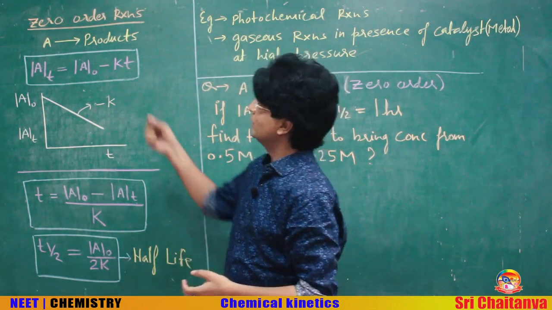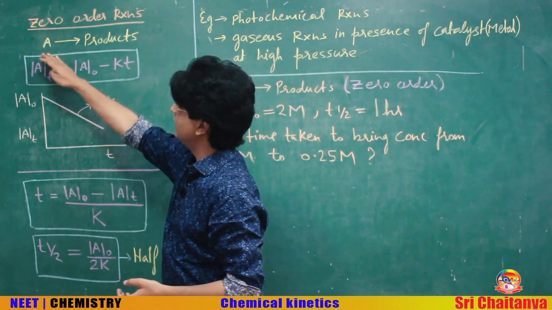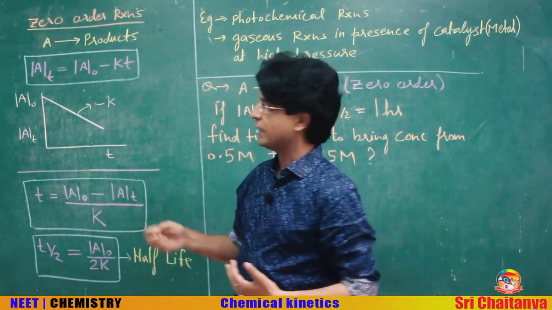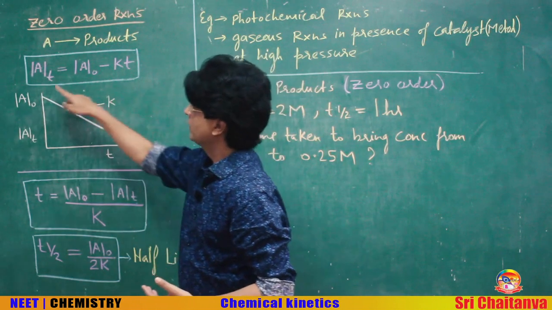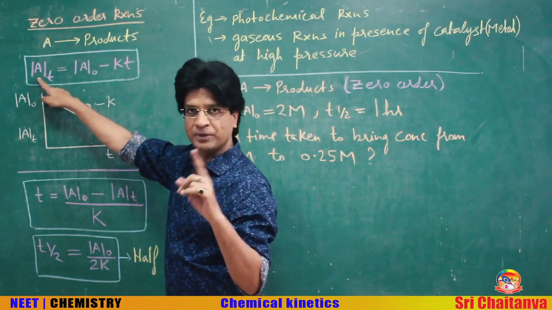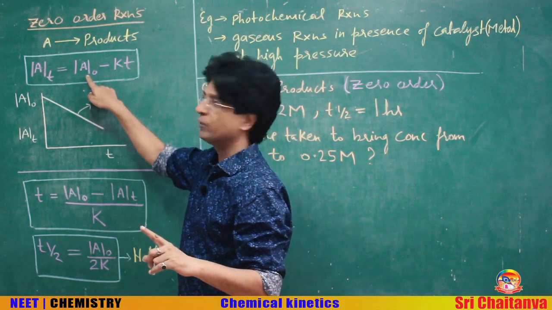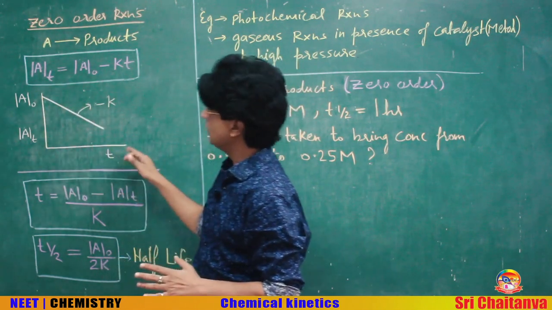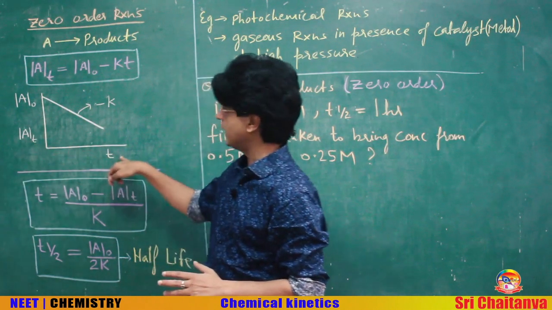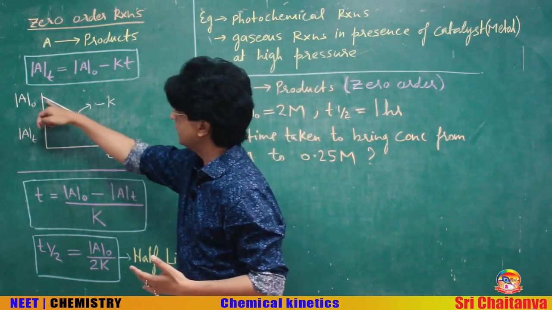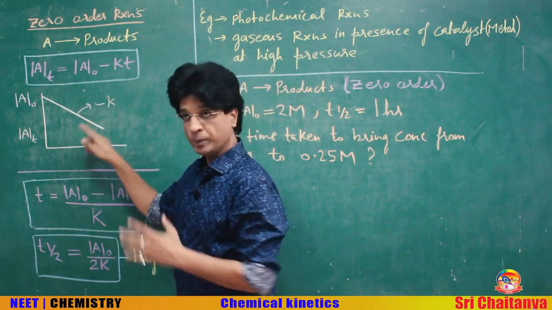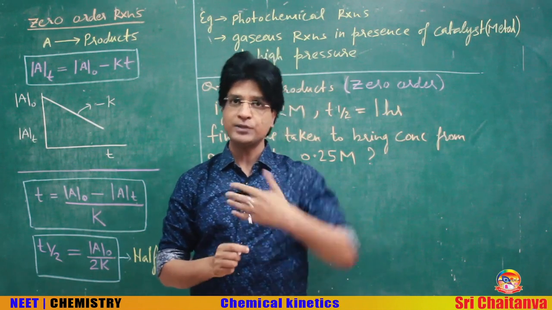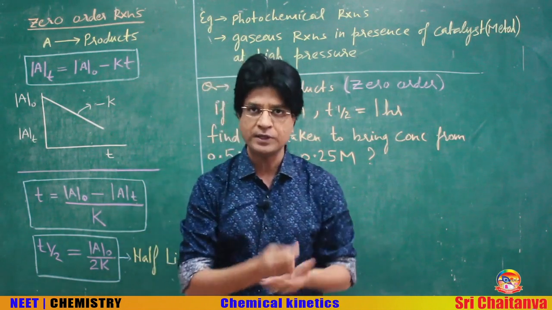Now see, for a zero order reaction, say example A giving you products, and I'm assuming that this is a zero order reaction. Then for a zero order reaction, this is the equation. Amount of A left after some time t equals initial amount A naught minus Kt. And when you plot this graph with At on the y-axis and time on the x-axis, you will get a negative slope. Okay, so remember this graph. Sometimes in kinetics graphs are very important. They can ask you questions on graphs directly.